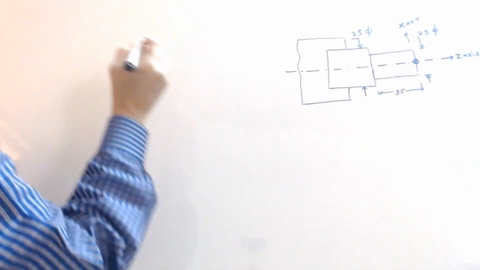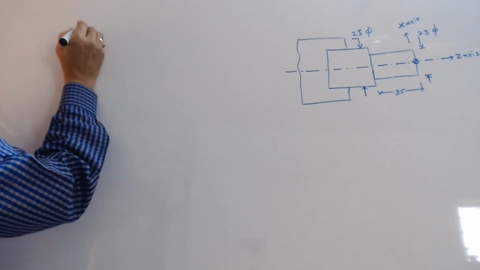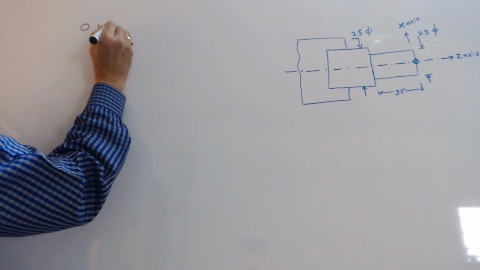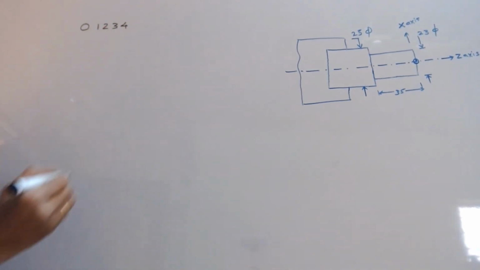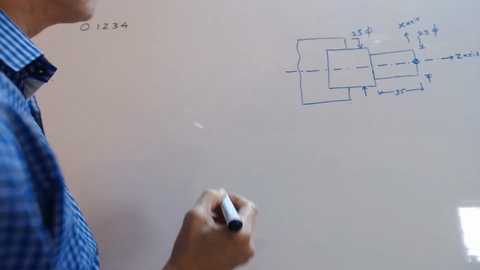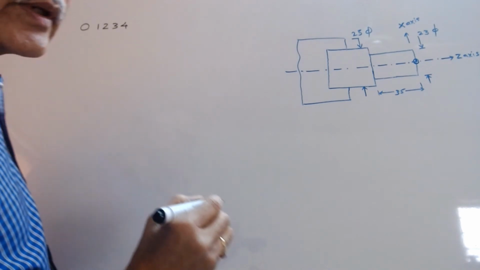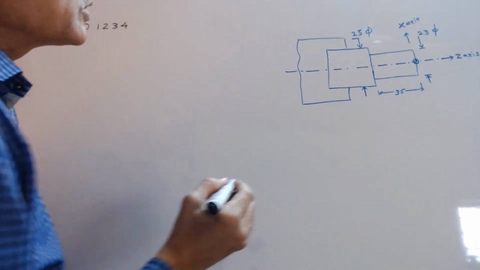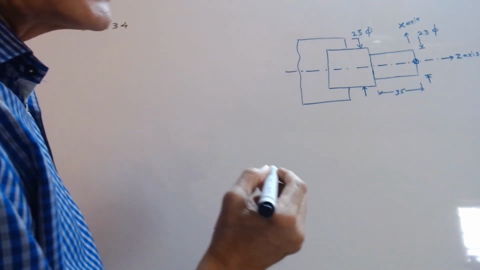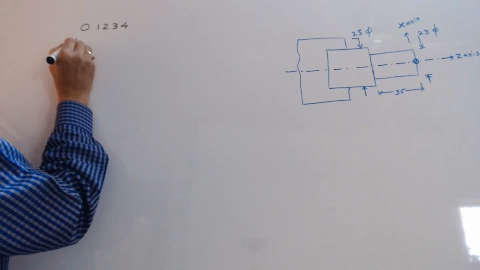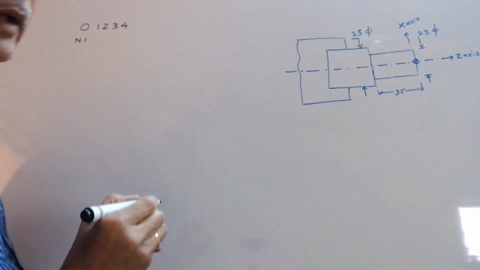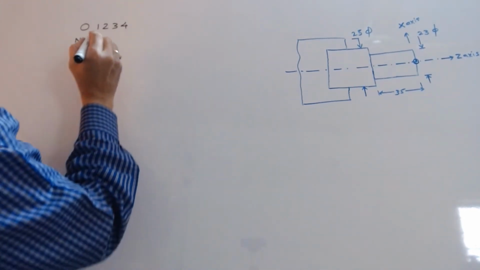So first of all we have to give the program number, O1234. In Fanuc OT control, O is the code for program number. Any 4-digit number you can give from 1 to 9099. Any number you can define as the program number. Then the first block, N1. N1 means the first line of the program.